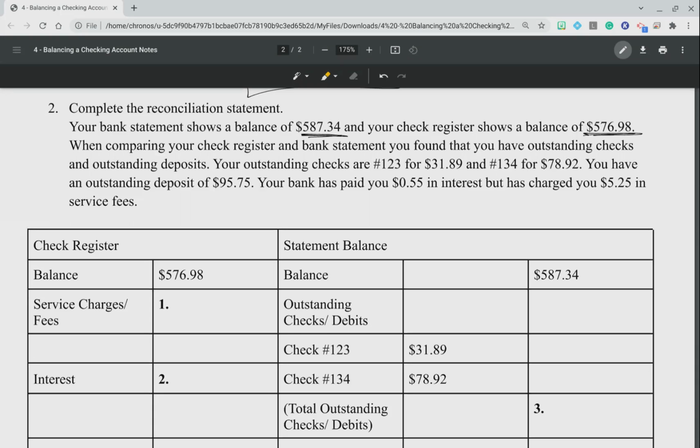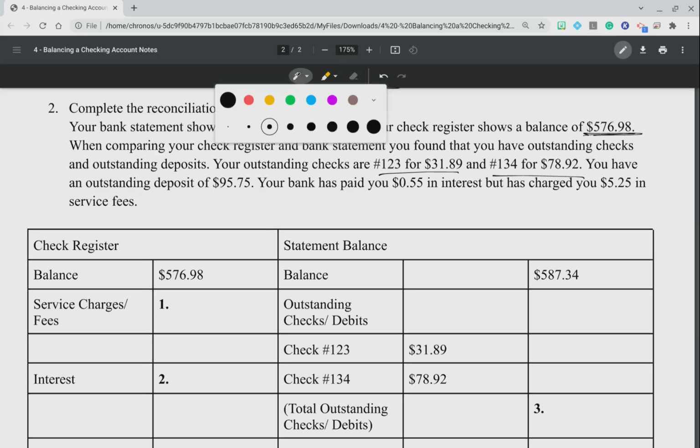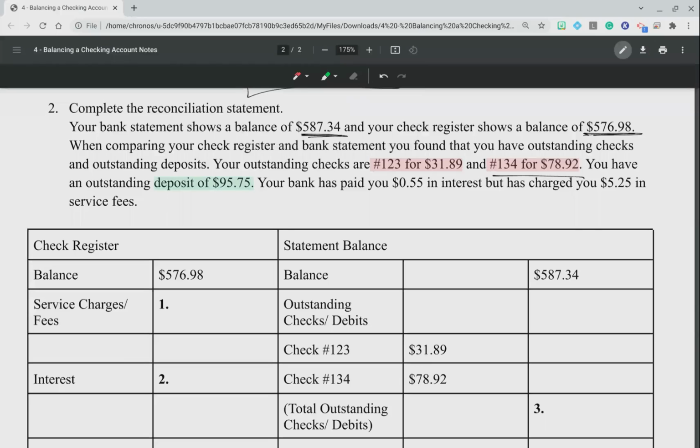Looks like you have 2 outstanding checks and an outstanding deposit. So remember, checks are going to be subtracted from your account. Deposits are going to be added to your account. Your bank paid you 55 cents in interest, but you were also charged $5.25 in service fees.